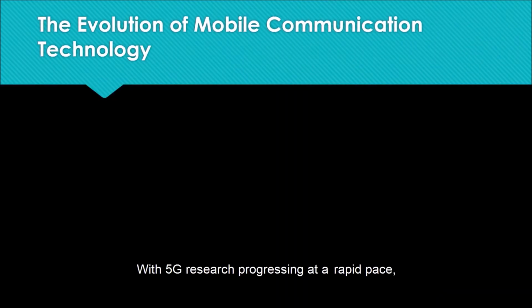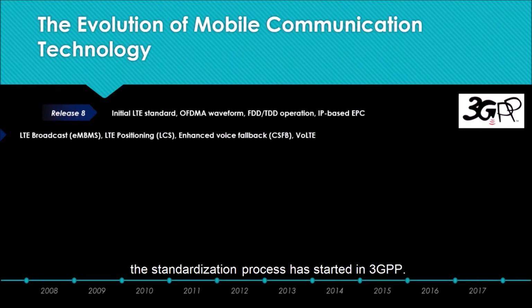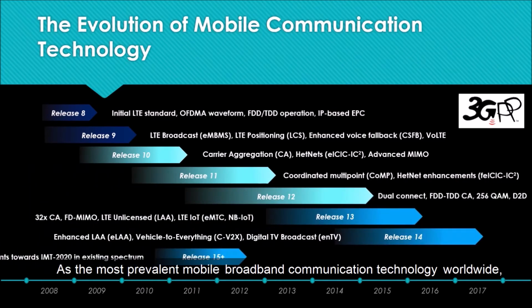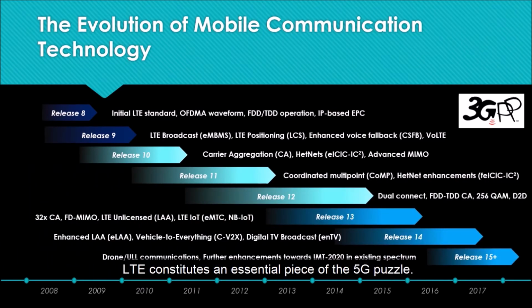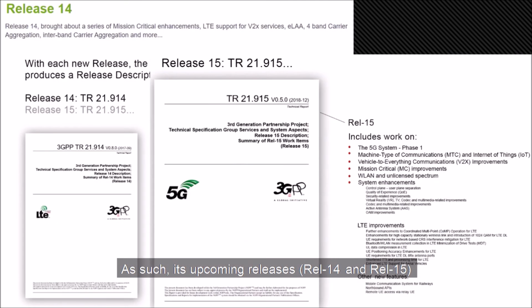With 5G research progressing at a rapid pace, the standardization process has started in 3GPP. As the most prevalent mobile broadband communication technology worldwide, LTE constitutes an essential piece of the 5G puzzle. As such, its upcoming releases, Release 14 and Release 15, are intended to meet as many 5G requirements as possible and address the relevant use cases expected in the 5G era.